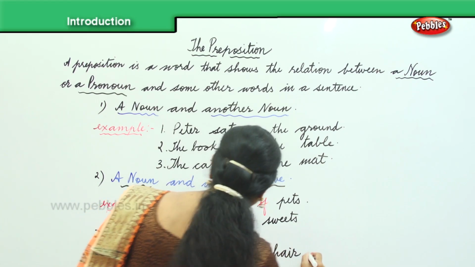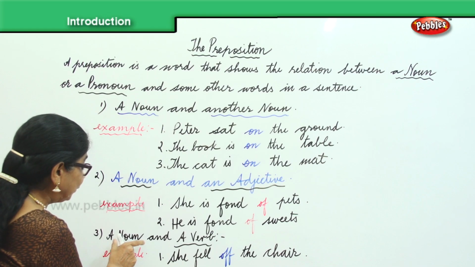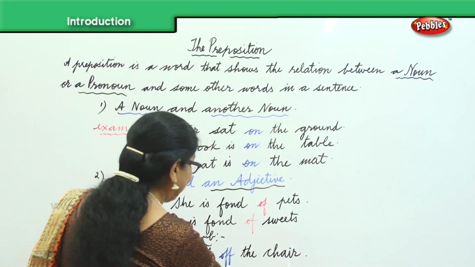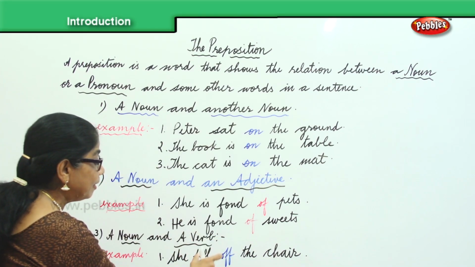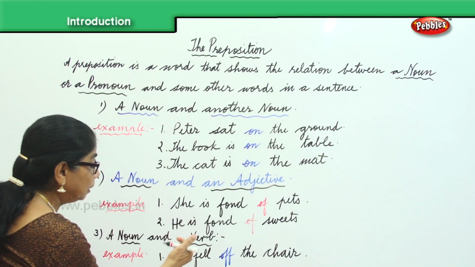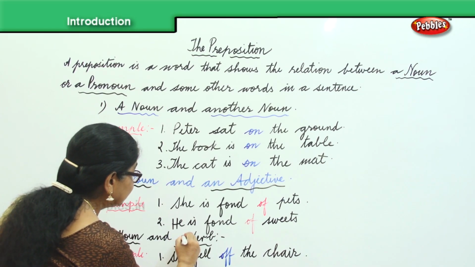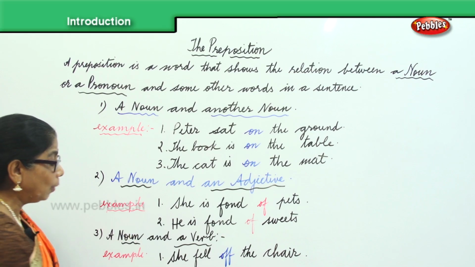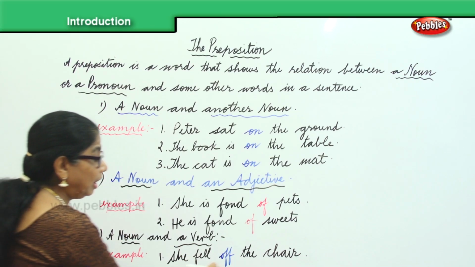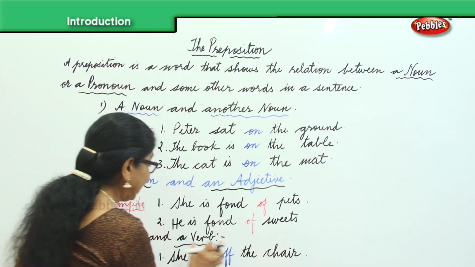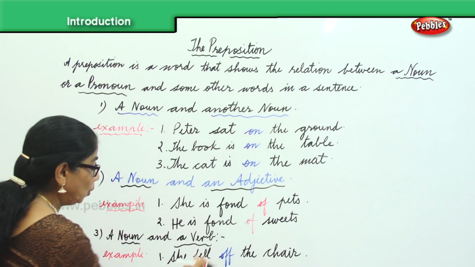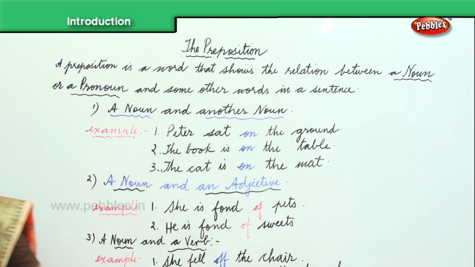Now what are we talking about? It shows relation between a noun, the chair, and the verb fell. It shows relation between a noun and a verb. She fell off the chair. Chair, noun, fell, verb. Look at the three different types of sentences we have.